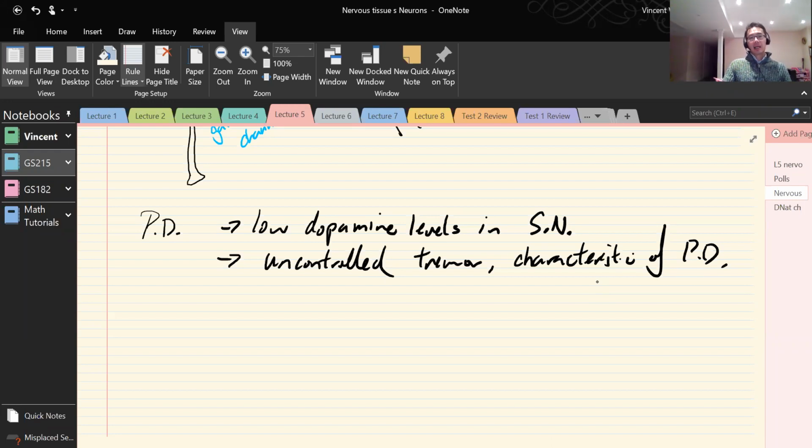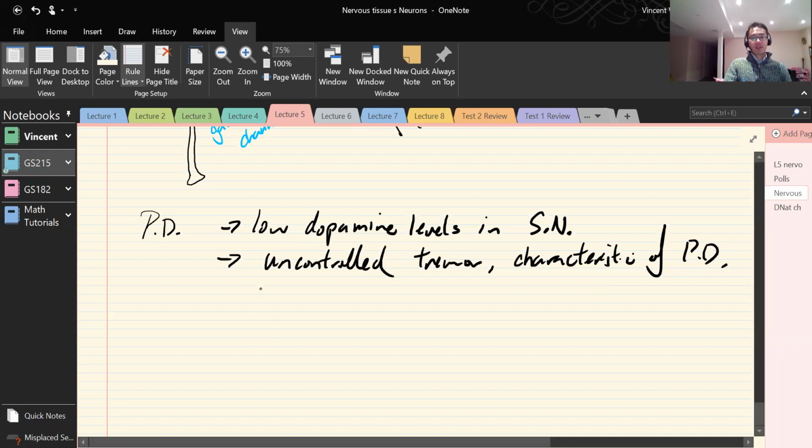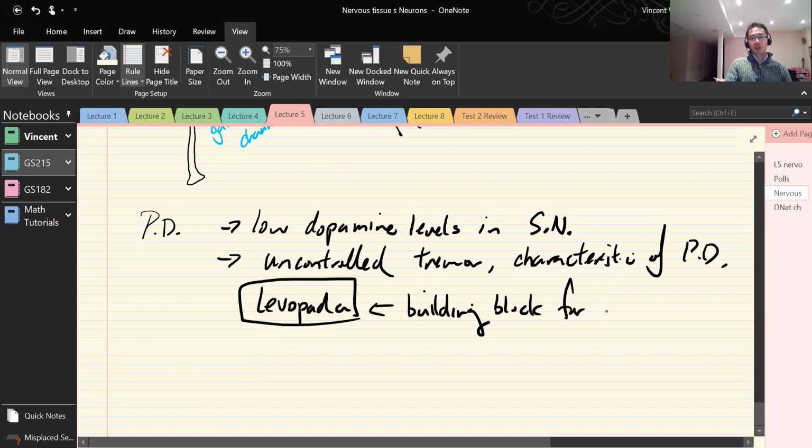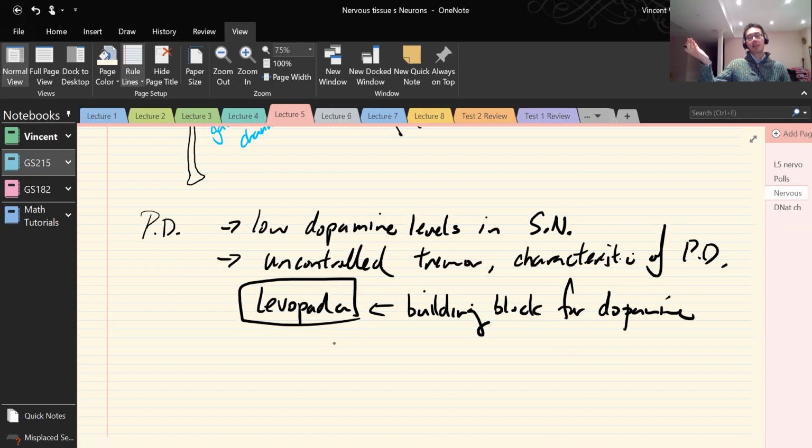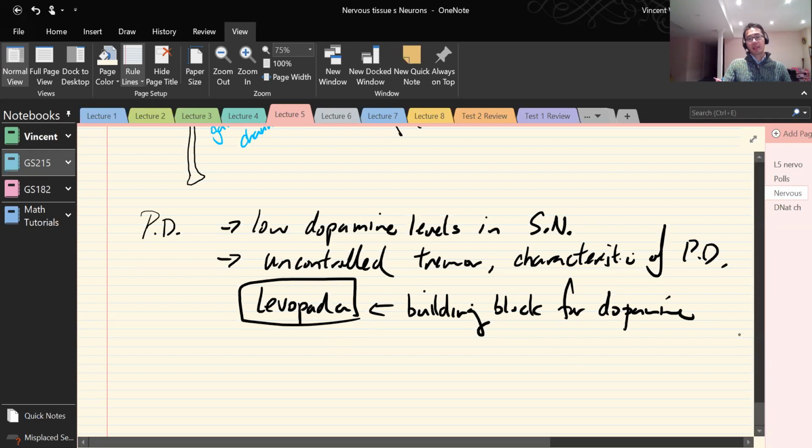Instead, you give them levodopa, which is not dopamine. This is a building block for dopamine, and it's designed to cross the BBB. So you take it orally, it gets into the brain, and then the glial cells will take these building blocks and make dopamine.